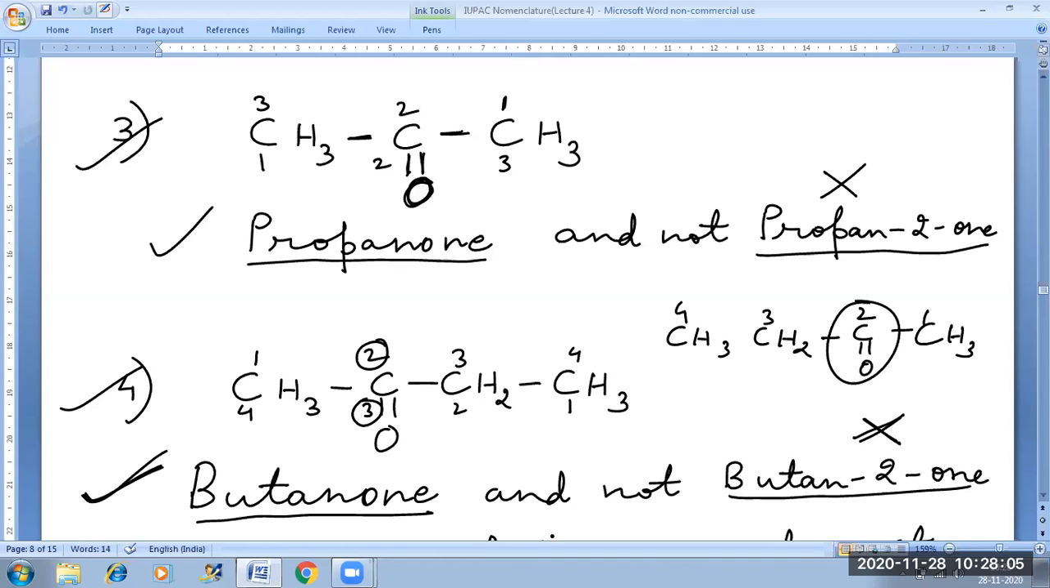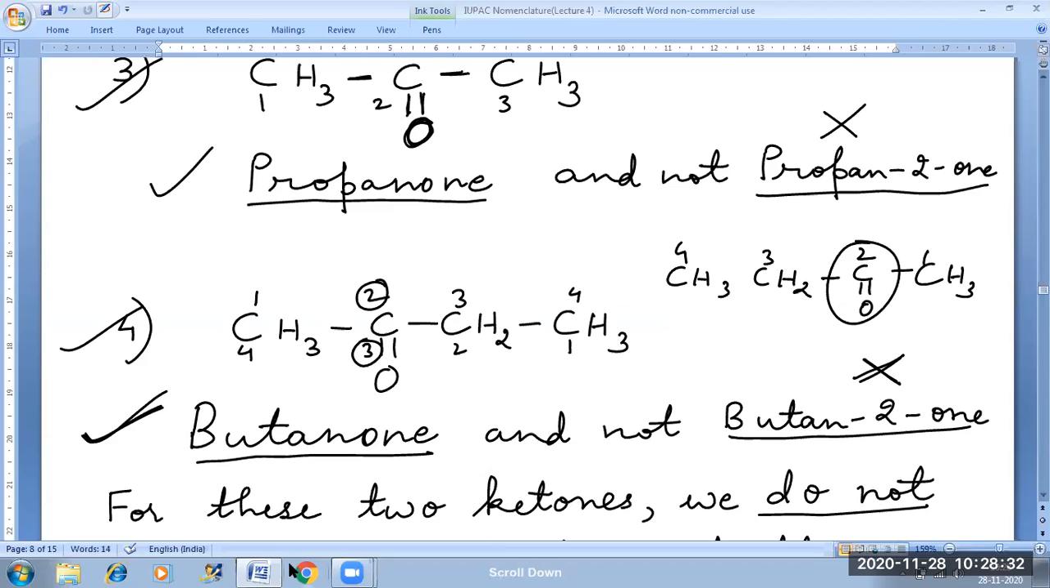So for the third and fourth ketones, we have to remember that we are not supposed to mention the positions of the ketonic carbon. Only for third and fourth. That is only for propanone and butanone. We do not write the position of the ketonic carbon. We just write propanone and we just write butanone. We don't mention whether it is 2 because 2 is by default present. So it's not mentioned. So remember these two.